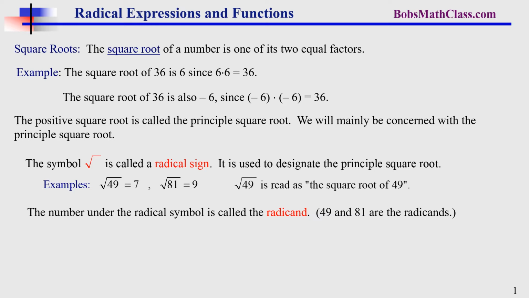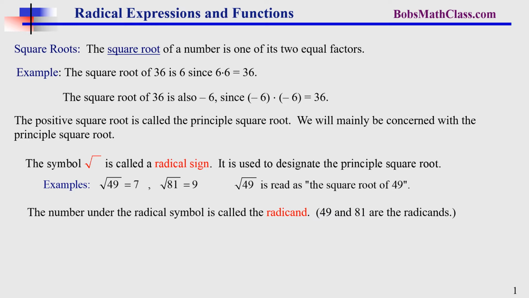Okay, so this symbol is called a radical sign. Kind of almost looks like a division box, but with a check mark at the end. So it is used to designate the principal square root. If you were to type in the square root of 49 on your calculator, you would get 7, because 7 times 7 is 49. The square root of 81 is 9, because 9 times 9 is 81. When you read it, it's read as the square root of 49.